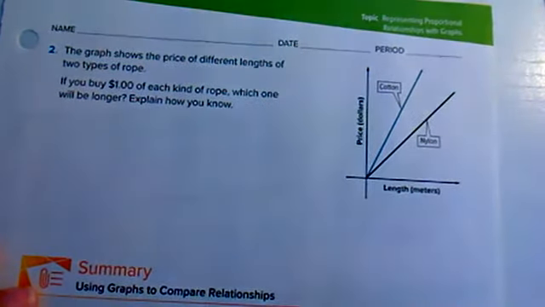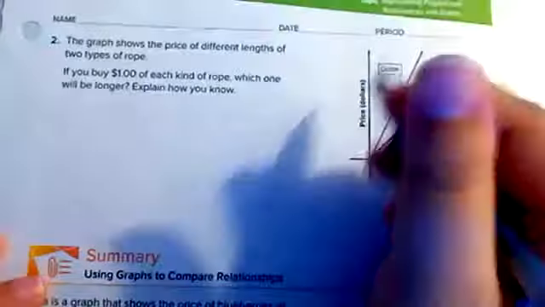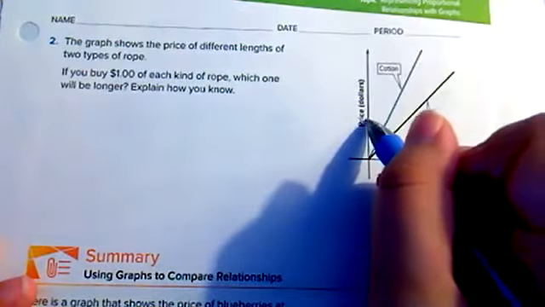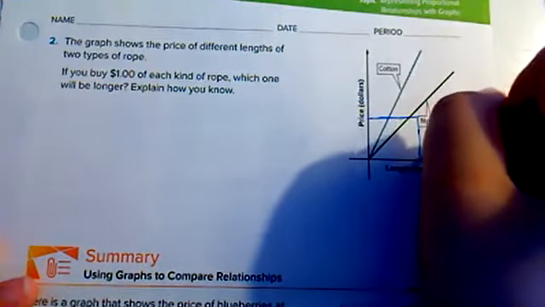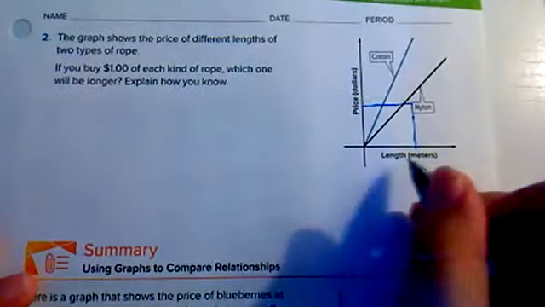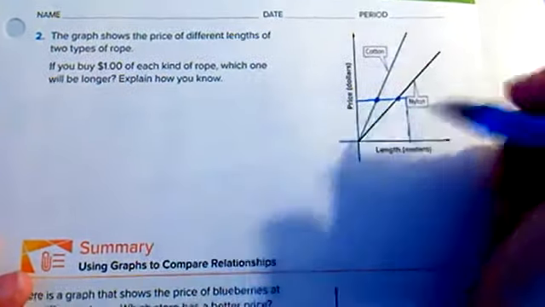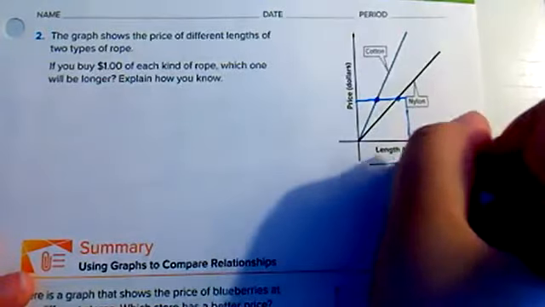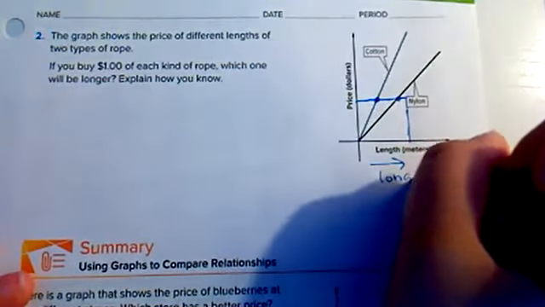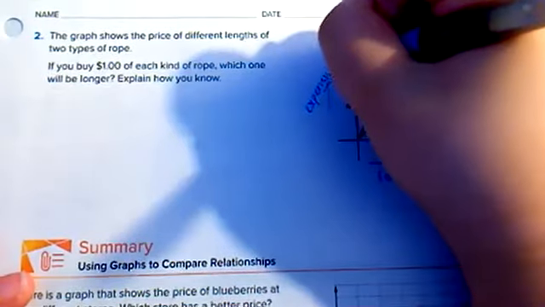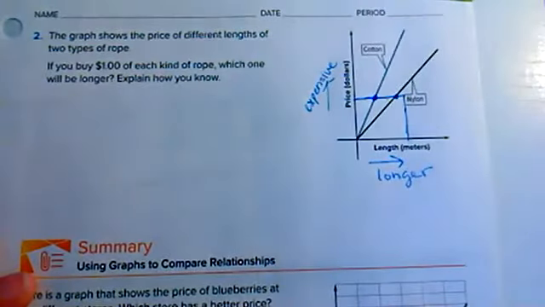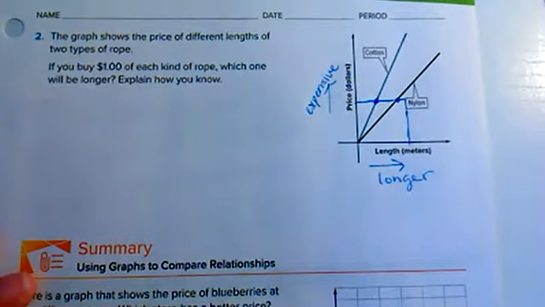So we're going to just kind of estimate here $1. So if this is the price over here, we're going to call this about $1. And then this is our measurement. So this is how long it is in meters. So we have a point here and a point here. So if going this way makes it longer, and going this way makes it more expensive, which one are you going to get a longer rope from?